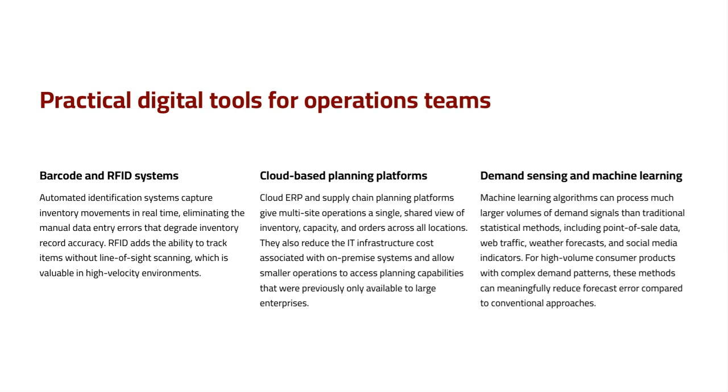Finally, demand sensing and machine learning bring a new level of precision to forecasting. By analyzing large volumes of data, like point-of-sale information, web traffic, weather, and social media, these algorithms can significantly reduce forecast errors, especially for high-volume consumer products with complex demand patterns. Together, these tools help operations teams work smarter and more responsibly.